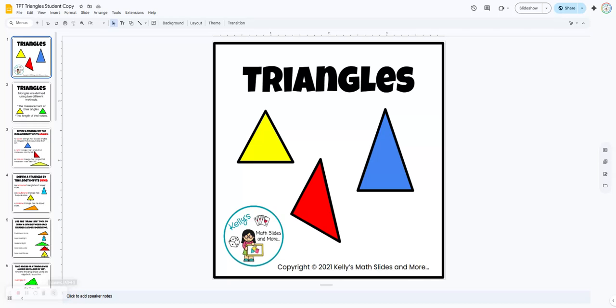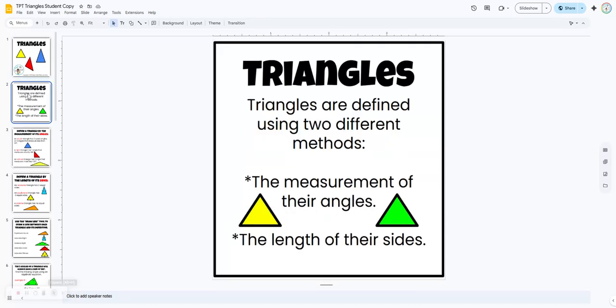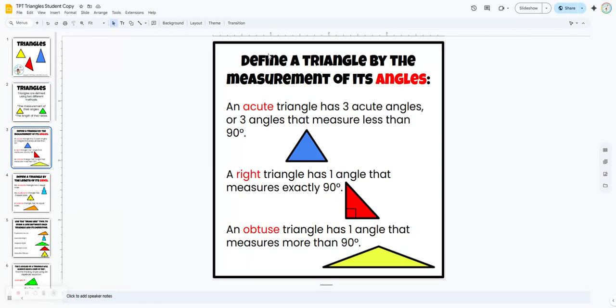Triangles, a digital lesson. The lesson starts with just explaining that there are two different ways that we define triangles. One is by the measurement of their angles, and the other is by the length of their sides. So if we're defining them by the measurement of their angles, we can have an acute triangle, which means three angles that are less than 90 degrees, a right triangle that has one angle that's exactly 90 degrees, and an obtuse triangle with one obtuse angle that's larger than 90 degrees.